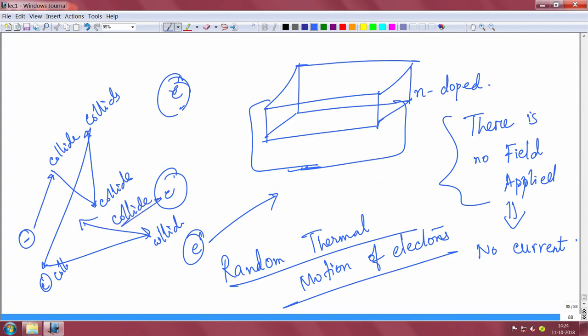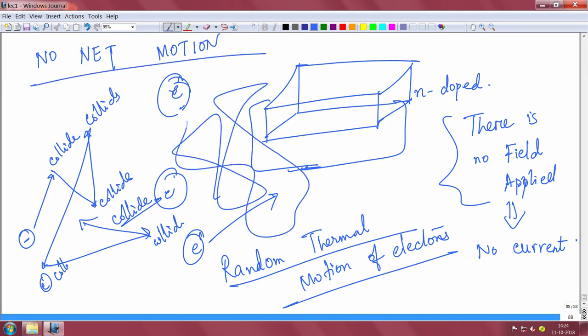What will happen? There will be no net motion. Everything is random motion, so it will keep moving zigzag, zigzag, zigzag. But it will not eventually move to any other place. There is no net motion of electrons from one place to another. It's basically coming back to the same position eventually after a large number of collisions. An electron that is at point A will never reach point B here. It will basically keep colliding, colliding, colliding. This is all random motion.